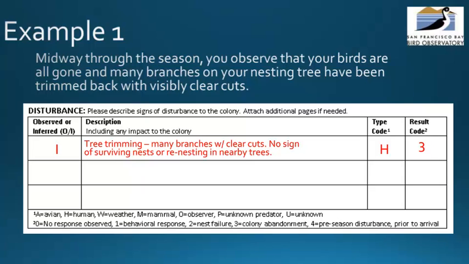Though you are now observing evidence that the tree was trimmed, you weren't there to see it happen, so this would be an inferred observation. Based on the clean cuts, it is highly likely that it wasn't a natural occurrence, so the type can be human. Since the entire colony was in that tree and you didn't observe any re-nesting, the result is colony abandonment.